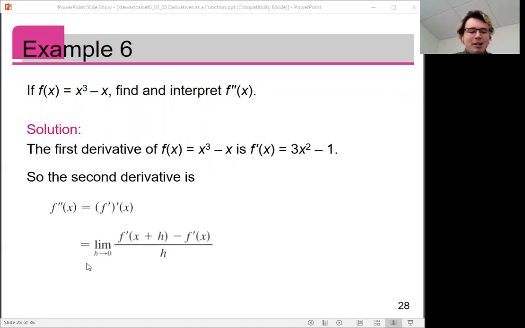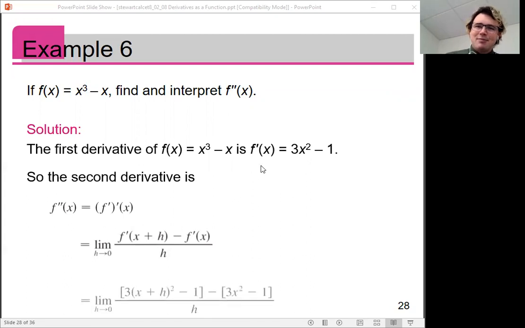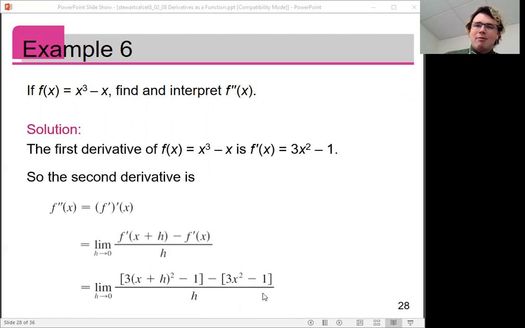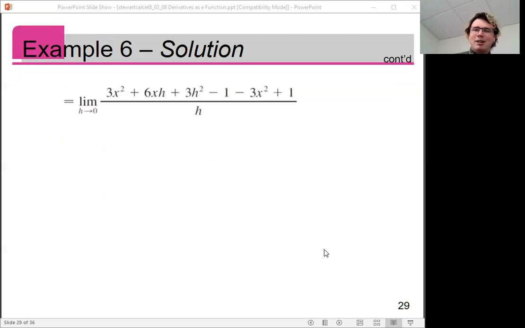So now I'm taking the limit as h goes to 0 of f prime of x plus h, all minus f prime of x, that whole mess divided by h. So here I've used the formula for f prime of x. Every time I see an x, I've got 3 times x plus h squared minus 1. I subtract off 3x squared minus 1. And I'm going to FOIL that out and simplify it, do some cancellation.